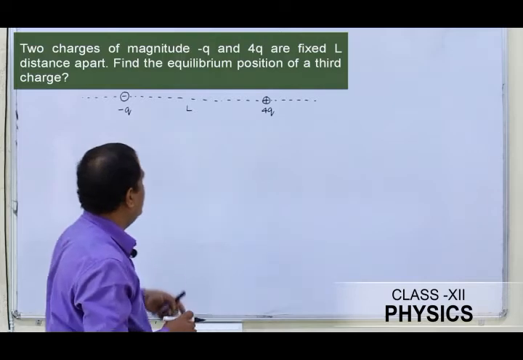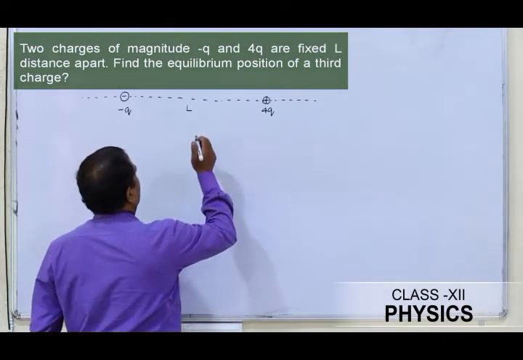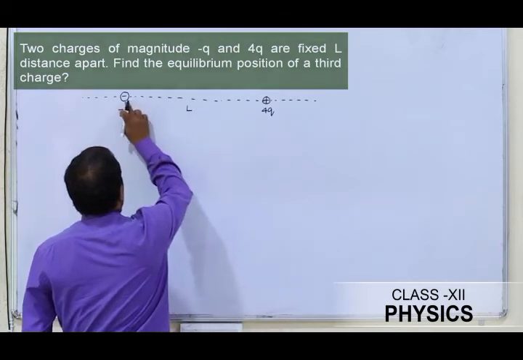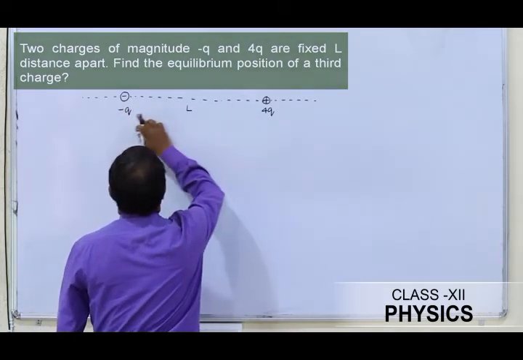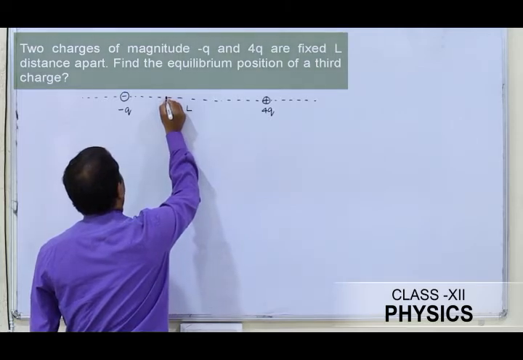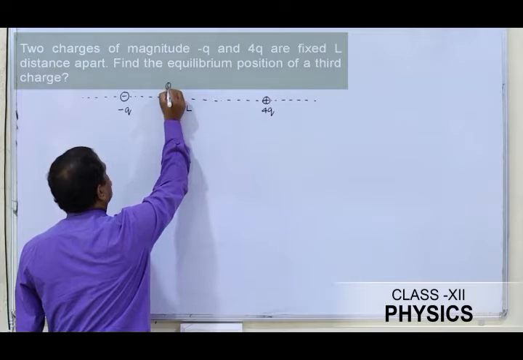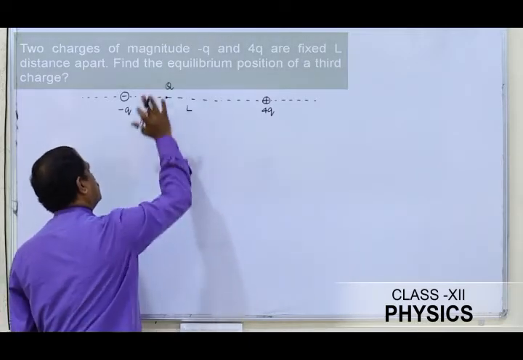In the pursuit of finding the position of equilibrium, I am going to check a point between the minus q charge and the 4q charge. So let me take one arbitrary point here, and assume that I placed a charge q, and say this is a positive charge q.